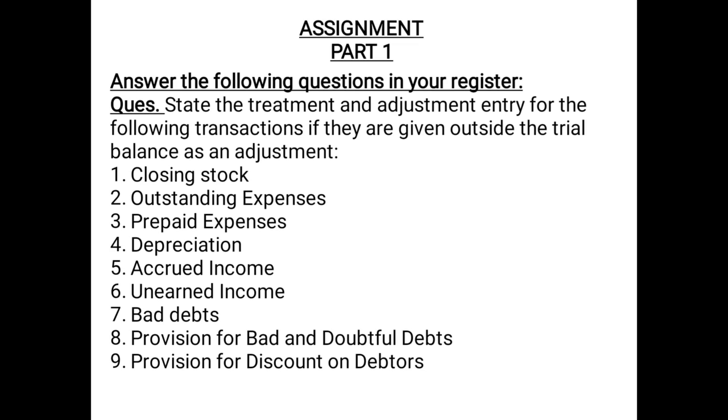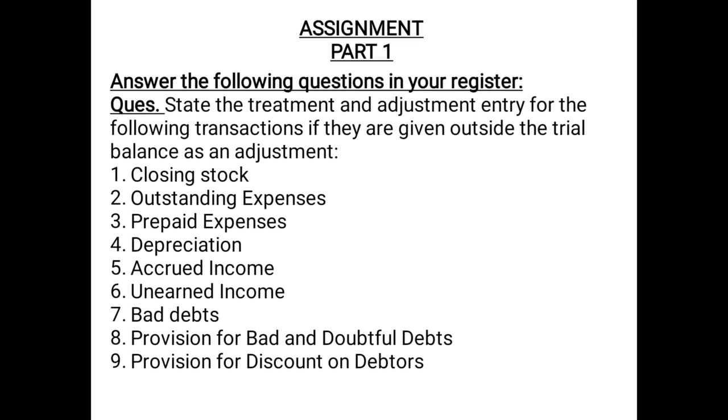First of all, it will be shown on the credit side of the trading account as by closing stock, and on the other hand it will be shown on the asset side of the balance sheet. And what will be the adjustment entry for the closing stock, children? Closing stock account debited to trading account.